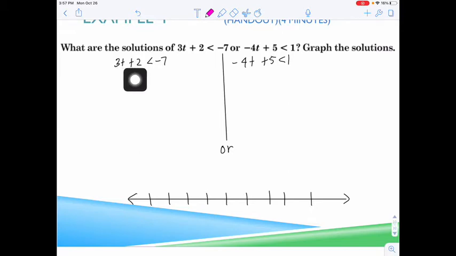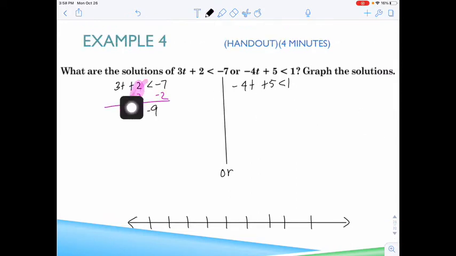For the first inequality, we want to get our t by itself, so we have 3t + 2. I would like to get rid of this plus 2, send it over to the other constant by subtracting 2 on both sides. This leaves us with 3t < -9 because 2 minus 2 is a zero pair, and -7 minus 2 is -9. We were subtracting, so we keep our sign the same way.